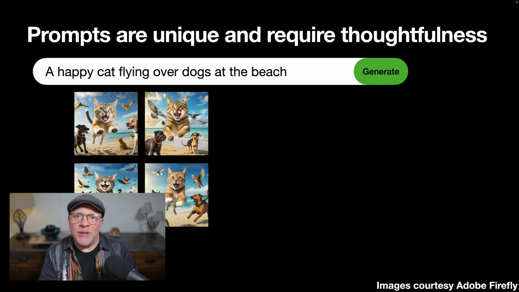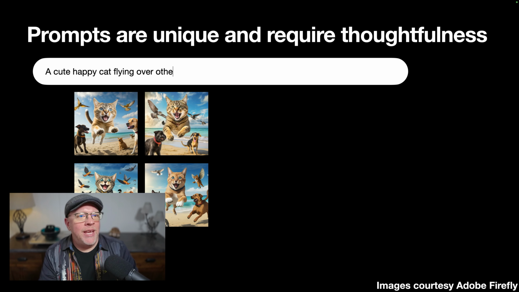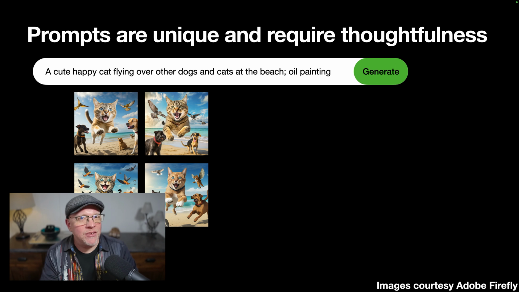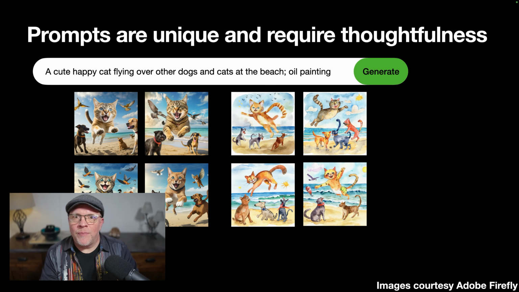So what you'll do is refine that prompt until you get something that's maybe a little bit more children's book friendly. Let's try a new prompt. A cute, happy cat flying over other dogs and cats at the beach. So we said cute and happy this time, not just happy. And also, it's in an oil painting. Let's go ahead and generate that. There. That looks cute and fun, and I could see myself narrating that image.